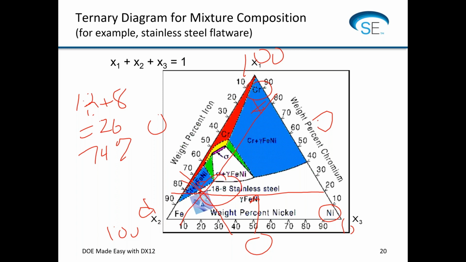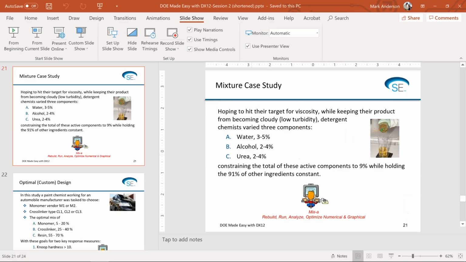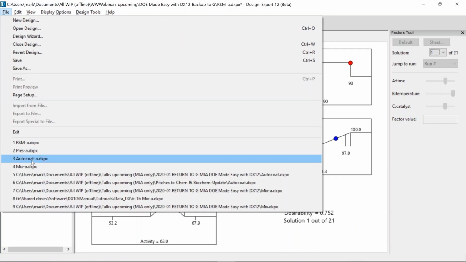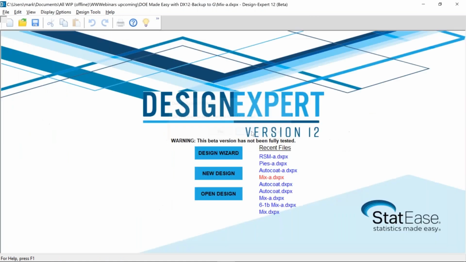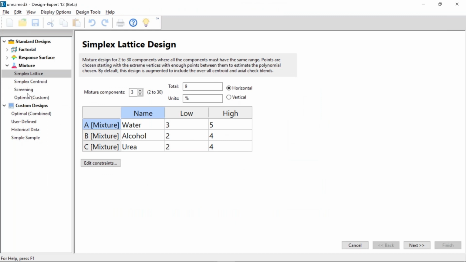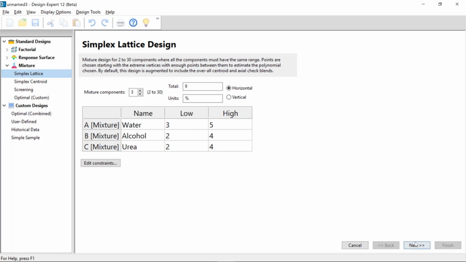So I'm not going to get into it, but suffice it to say that there are tools available in Design Expert, and this comes from a tutorial that you can go through that explains how the detergent chemists were able to come up with a way to optimize. Just cutting to the chase, using Design Expert on the mix, there are complete tools available under this mixture, including optimal custom, which is often used because the constraints don't form a simple triangle.